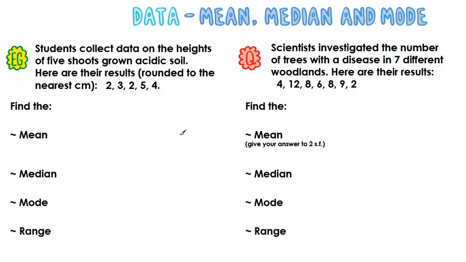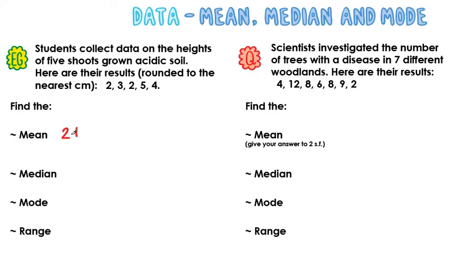Now we're going to look at mean, median, and mode, and we'll just jump right in with an example. So students collected data on the heights of 5 shoots grown, that should say in, acidic soil. And here are their results rounded to the nearest centimetre. First of all, let's find the mean.